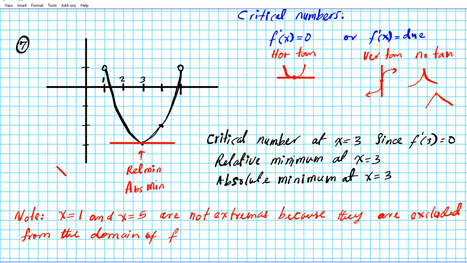So if a point where an extrema exists is an open circle, then that extrema is not considered part of the function. Hence, you cannot list it as a relative max or min. Okay, so you have endpoints here. That means these two points do not count as absolute or relative extrema because of their exclusion.